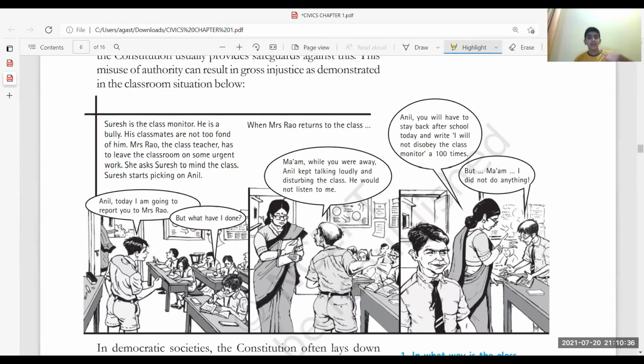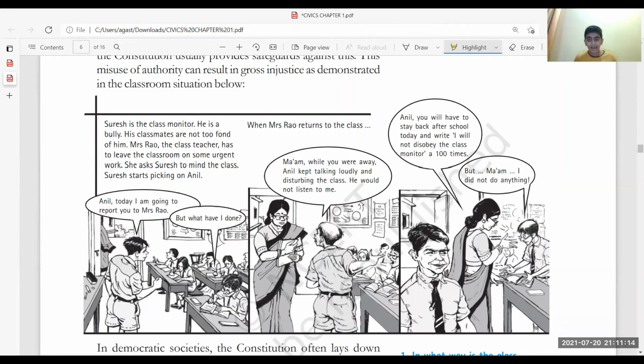So he was wantedly trying to put down someone with the authority given to him by his teacher. He was spreading something bad about one person. He was misusing his authority, and the teacher was blindly believing Suresh, because she herself assigned him as class monitor. So obviously she believes him. But then Anil says, ma'am, I didn't do anything. I am actually not the culprit. But what can he do?